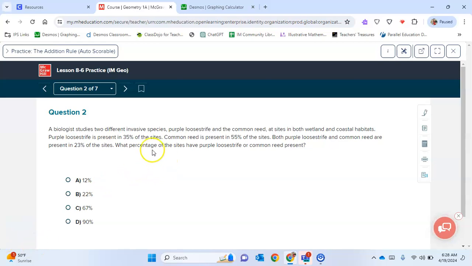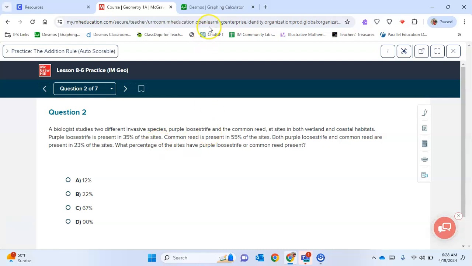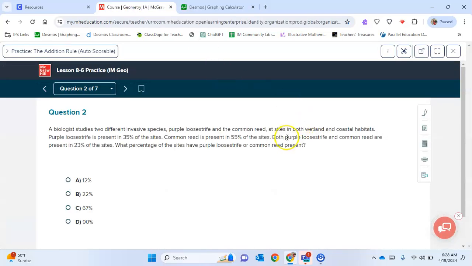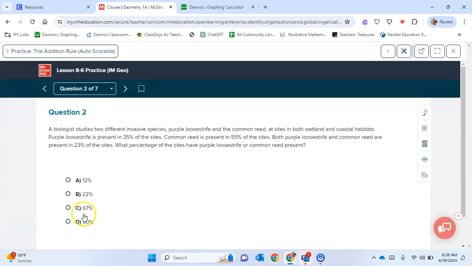Well, the probability of A was 35 plus the probability of B was 55. And then it's minus the probability of purple loosestrife and common reed, minus 23. You can see that's 67%.